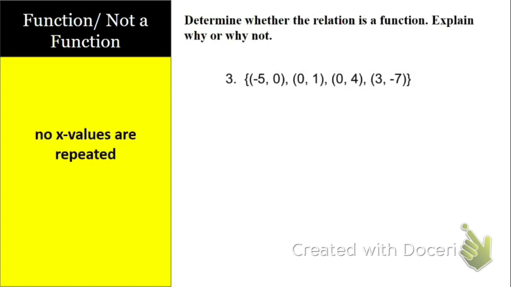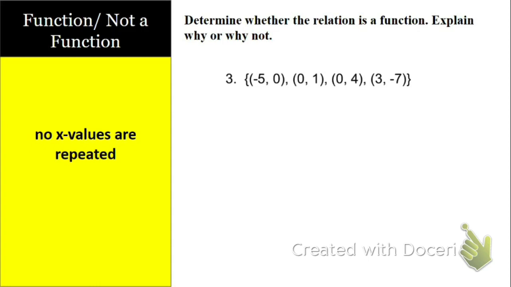In this example, they ask us to determine whether the relation is a function and explain why or why not. But before we can actually determine whether it's a function, we need to know how we can identify functions. If you look off here, it says that no x values are repeated. So in order for it to be a function, none of my x values should be the exact same number.